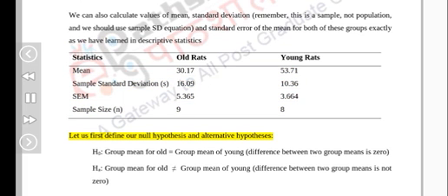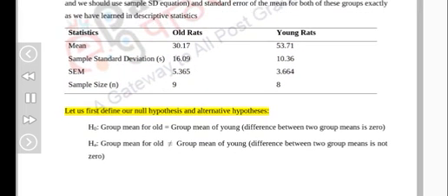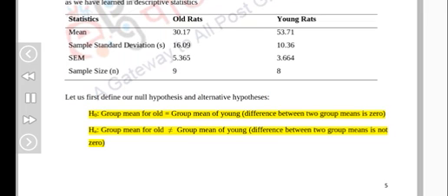Let us first define our null hypothesis and alternative hypotheses. H0. Group mean for old equals group mean of young. Difference between two group means is 0. HA. Group mean for old does not equal group mean of young. Difference between two group means is not 0.